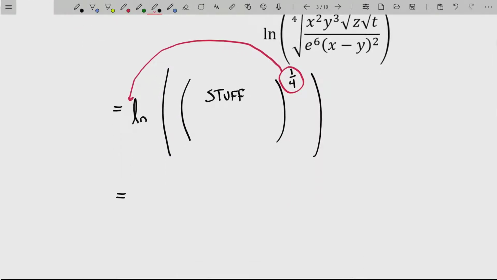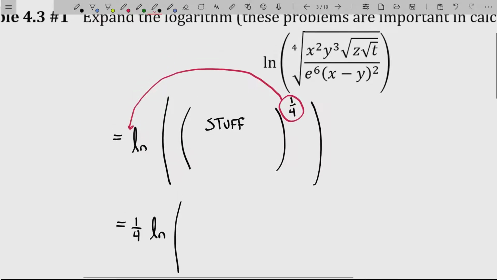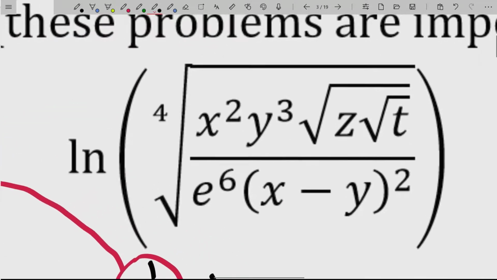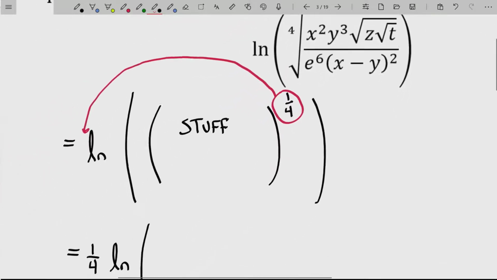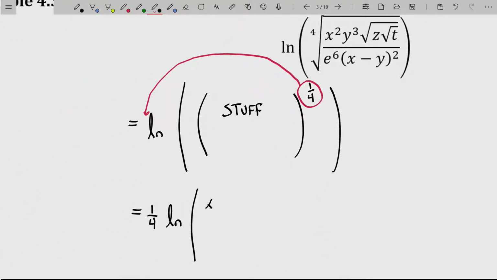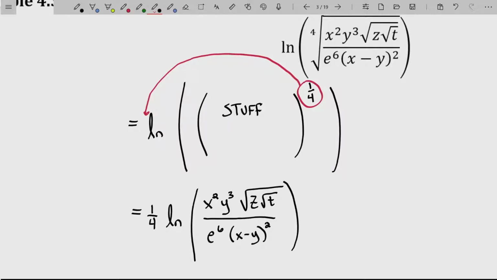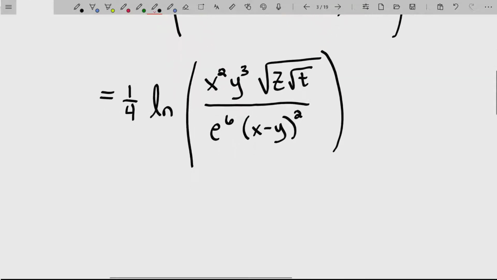So this is 1/4. Now it's the natural log of that stuff being the stuff that was inside the fourth root. So we'll go ahead and copy that down now because it is kind of important for us to have that. So we have x squared, y cubed, square root, z times the square root of t, all over e to the 6th times the quantity x minus y squared. Now, I'm sneaking a lot of stuff into this problem because you're in pre-calculus. You should be able to handle something super complex like this.